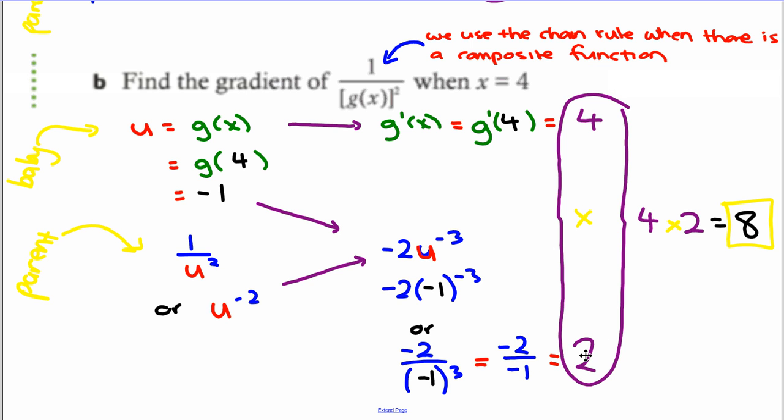So we've found the derivative of the baby function at x equals 4, and the derivative of the parent function at x equals 4. The answer to the chain rule is the product of those two things. You just multiply them together, which I wrote here. 4 times 2 is 8. So the gradient of this function at x equals 4 is 8. The chain rule ones were a little bit harder. I personally found them a bit harder than the product and quotient rule ones.